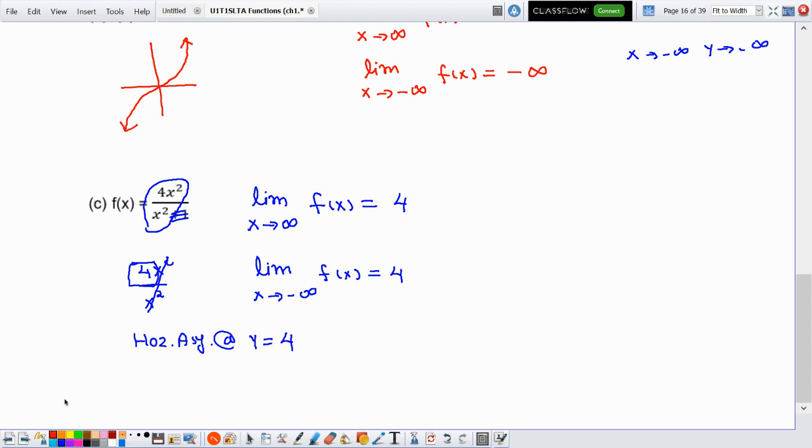We can say that the degree of the numerator and the degree of the denominator are the same. When they have the same degree, you only look at the leading coefficients, 4 over 1. That's why there is a horizontal asymptote at 4. So this is called an asymptote. Same answer, this is called end behavior. The same thing, a different way to describe it.